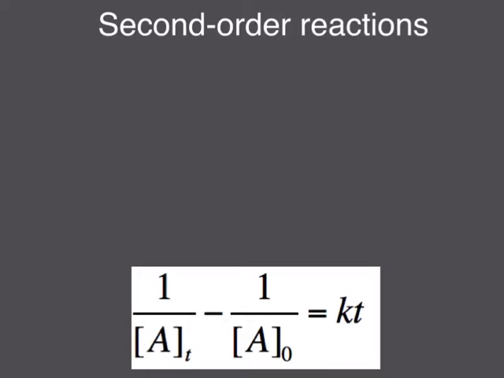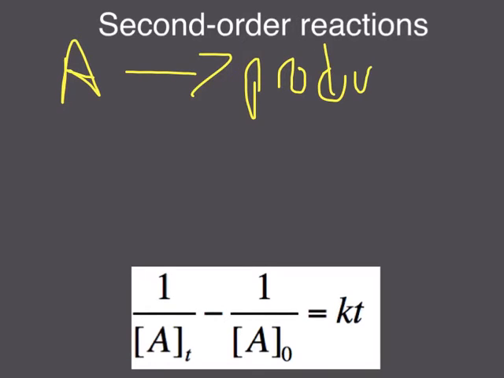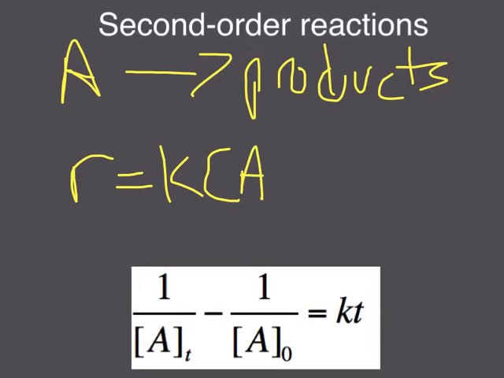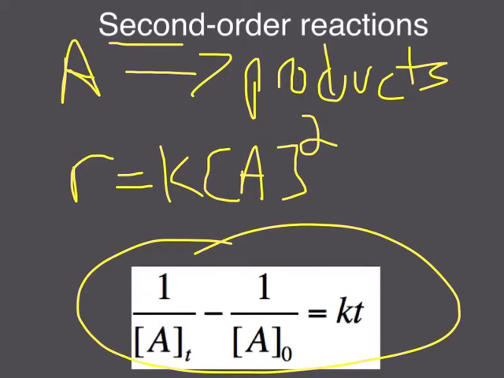Second order problems would be much the same, but we'd have some sort of reactant turning into products. Don't mind my messy writing, I'm doing it fast here, trying to get through this video in under 10 minutes. That's my goal. In this case, the rate would be equal to some k value times the concentration of A, and of course that would be squared, because it's a second order reaction.